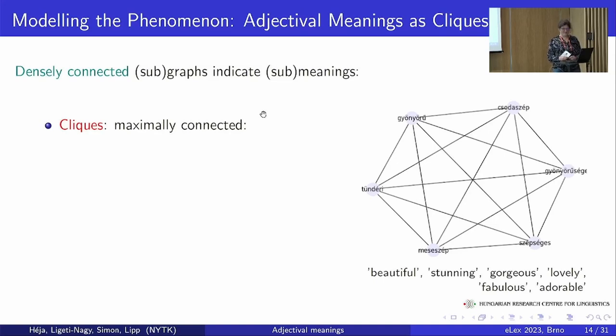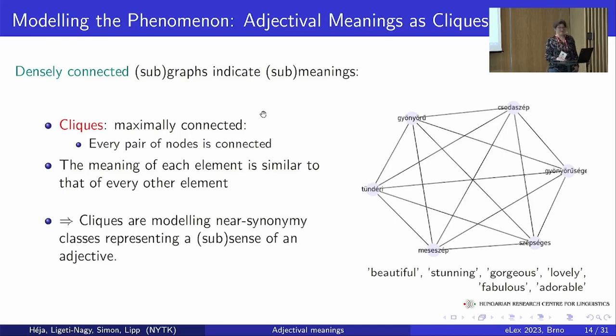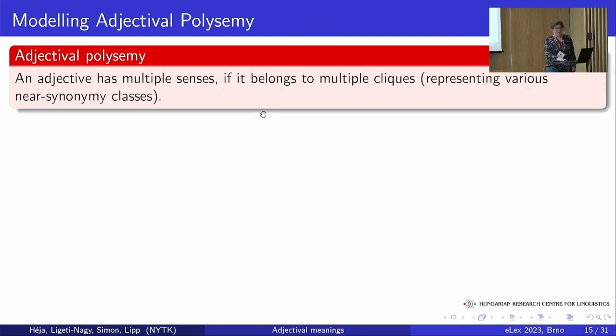And that's why we have decided to rely on cliques, which are a quite well-defined notion in mathematics. Cliques are maximally connected subgraphs. Here is an illustration of a clique where every pair of nodes is connected. So the meaning of each element is similar to that of every other element. And that's why we think that cliques model near synonymy classes representing a subsense of an adjective. So now we are there that we can model adjectival polysemy. Accordingly, an adjective has multiple senses if it belongs to multiple cliques representing various near synonymy classes.